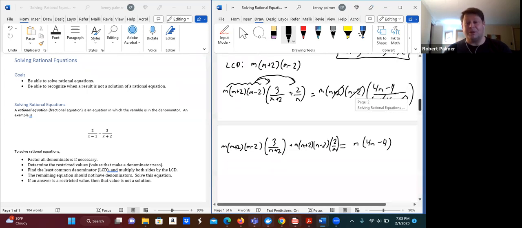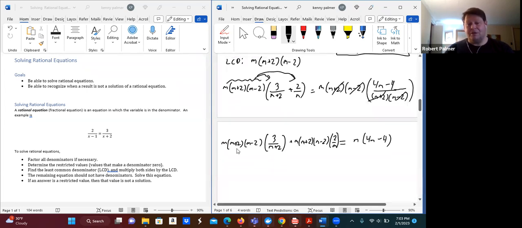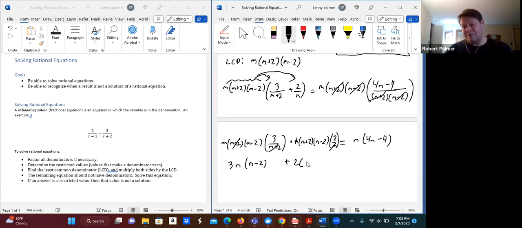But once again, after this, there'll be no more denominators left. Let's take a look at what cancels out: the m plus 2s. So what we're left with is 3 times m minus 2. Okay, here we have a plus. The m's cancel out. What we're left with then is 2 times m plus 2 times m minus 2. Here on this side, I'm going to go ahead and distribute the m. So I have 4m squared minus 4m.